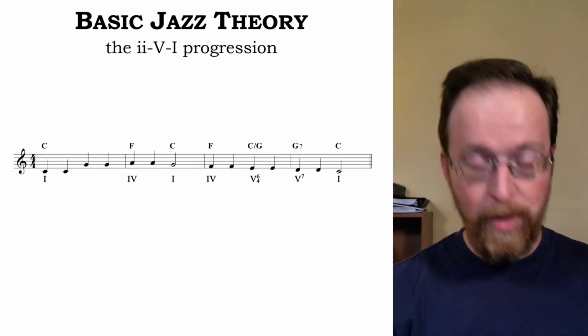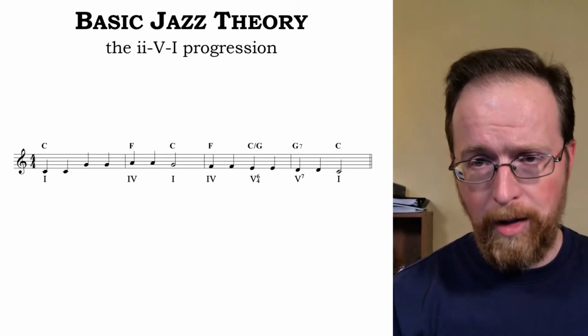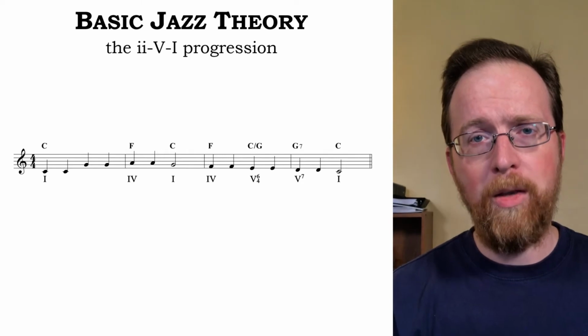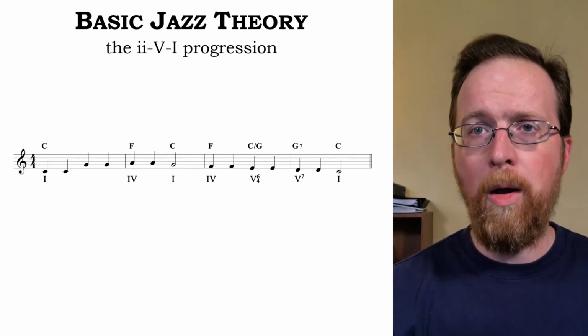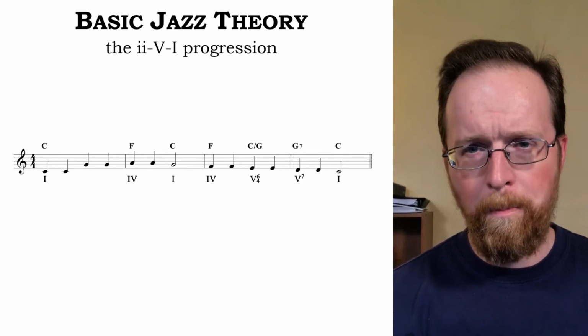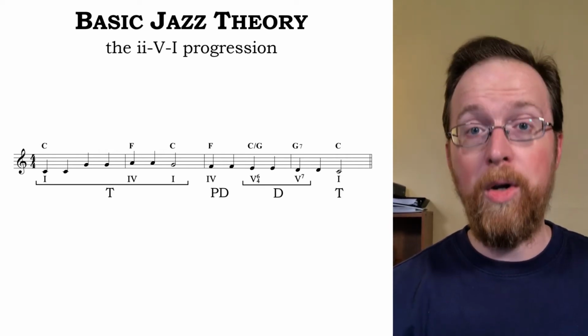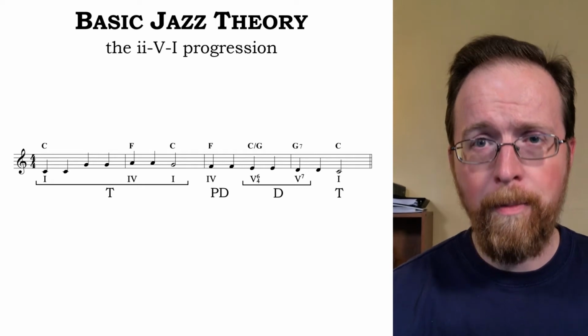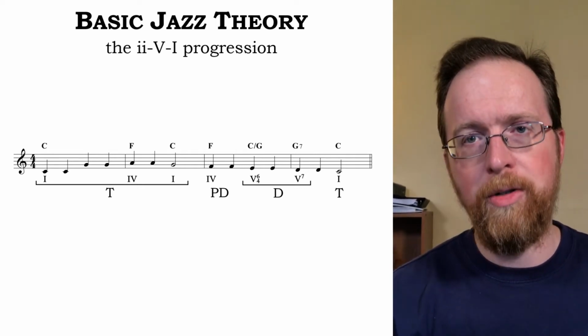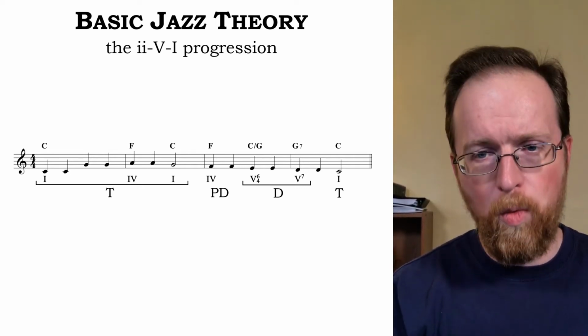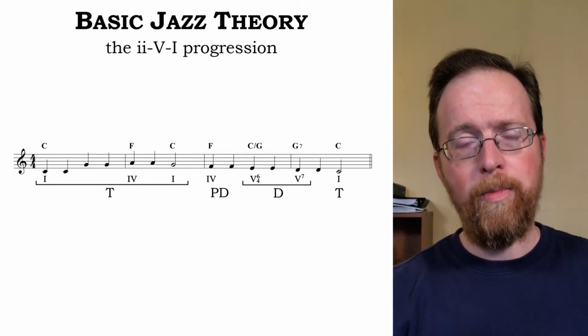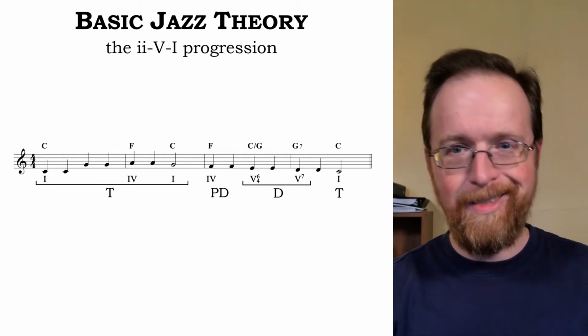Take Twinkle Twinkle Little Star, for example. The melody begins. There's our 1. We go to 4. We'll go right back to 1. We've prolonged 1. That's the tonic. Then we go to our predominant 4. Then to our dominant function. Back home to 1.